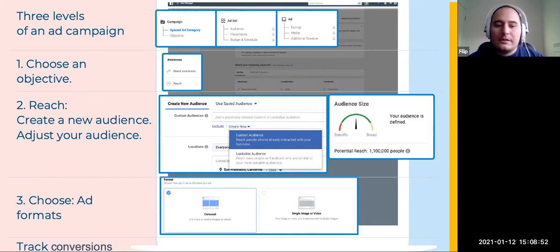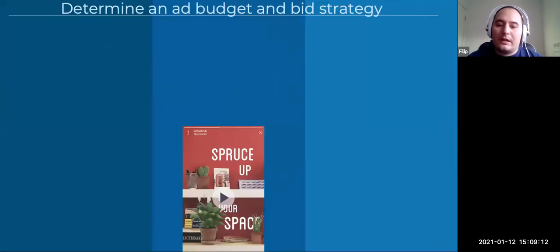And then lastly, you have to pick your ad format. You have the carousel, where you would use the images. Then you have single images and video. And there's actually a third one, which is called collection. So if you have a collection on your website, you could use a video and images underneath. So there's actually a third option as well. And then lastly, you have to track conversions.